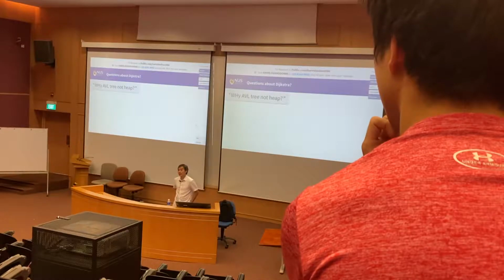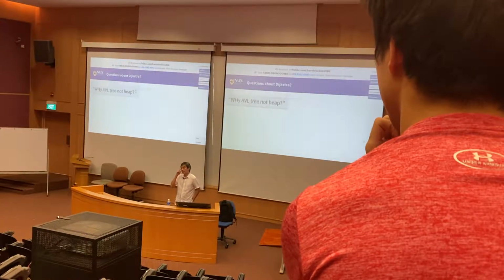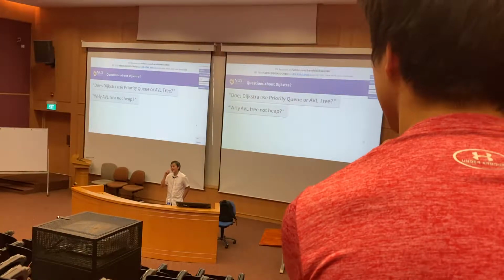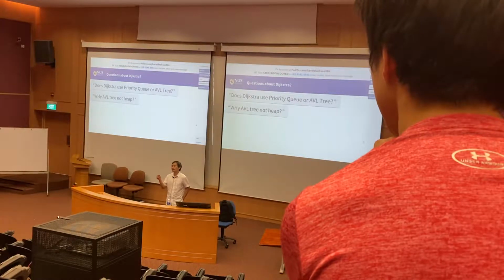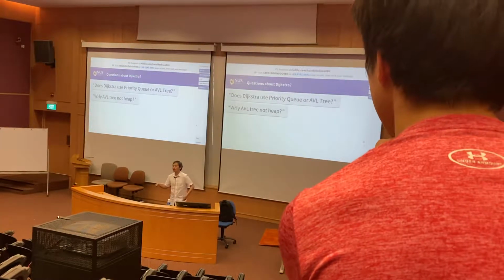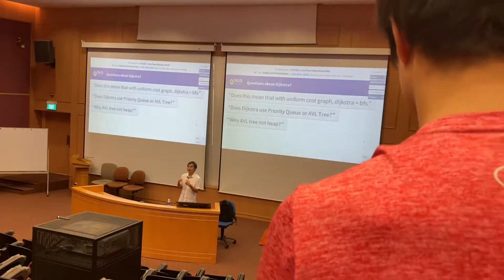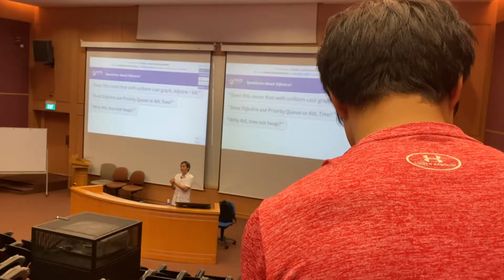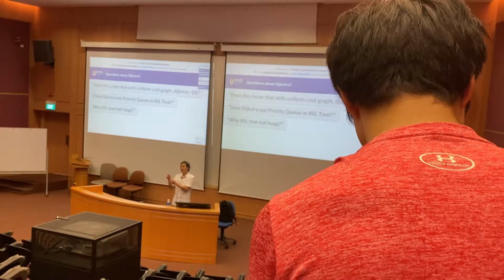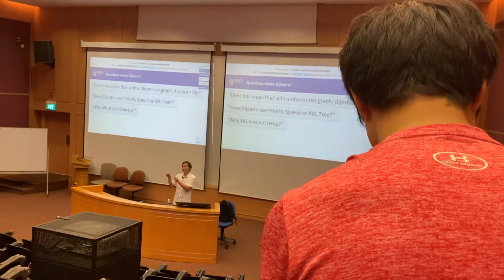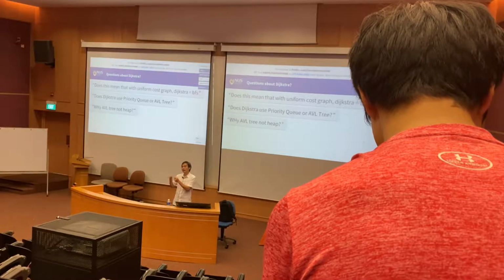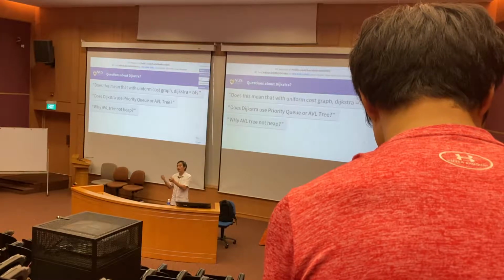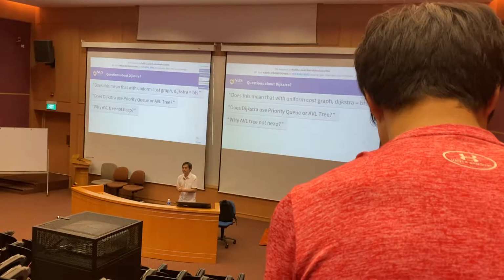Why AVL tree, not heap? That's a good question. You can use a heap. The problem is that if you use heaps, then you have to do this decrease key. You have to update your key. Remember when you do a relaxation operation, you update distance estimates. So when you update distance estimates, you're going to revise the key and you're going to have to push your element around. And this can be inefficient, so use AVL trees.